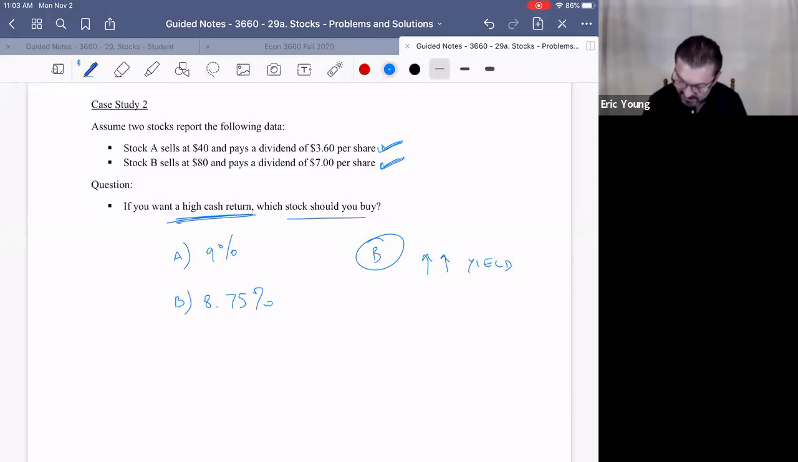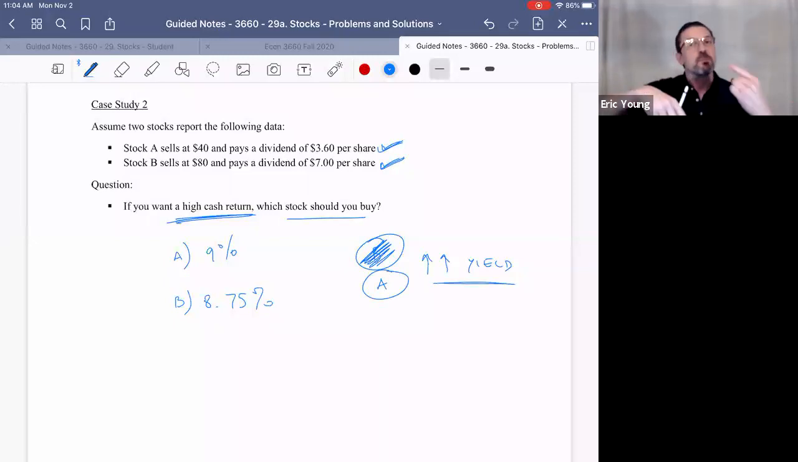Sorry, take that back, take that back. My apologies, I messed up. You'd be buying stock A. Take that back. Sorry, you're going to want to buy stock A. Stock A has a higher yield, which means that you're effectively paying less money for the same stream of income. Okay, sorry about that. Stock A, higher dividend yield. Stock A, you're buying. My bad, didn't mean to freak you out. Okay.